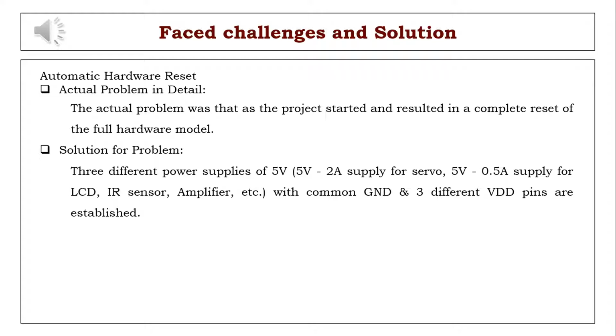There was a poor current distribution between the different components of the hardware circuitry. Due to that, some problems like automatic hardware reset, garbage content display on 16 cross 2 LCD, and improper working of the servo motor were occurring. In our case, these issues got solved by providing power through more than one 5-volt power supply, with common ground between all the 5-volt power supplies and different ground between 5-volt and 12-volt supplies.